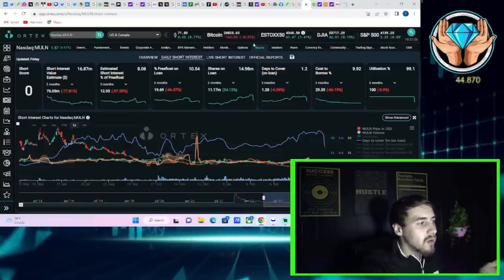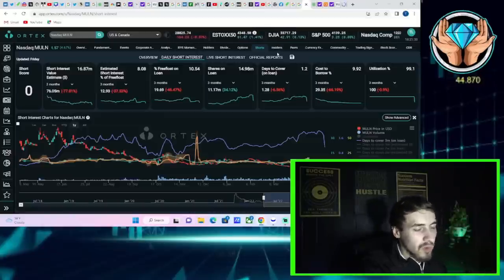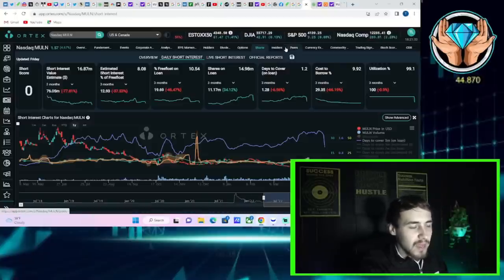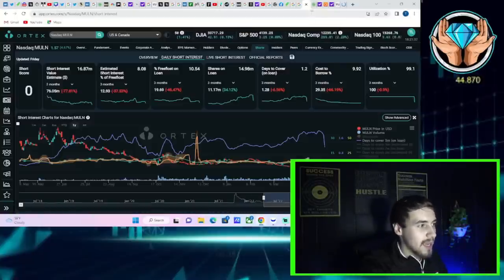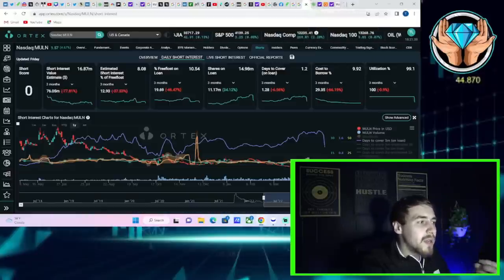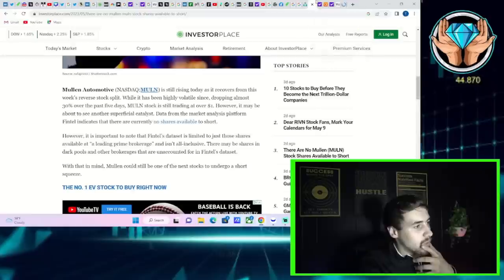Usually when the worst case scenario is priced in, it doesn't take a lot of good news to get a ferocious rally in a stock. That's, I mean, stock market 101 for you guys. Not everything is as it seems. So that makes me a little bit more bullish on the prospect of getting a short squeeze with MULLEN.